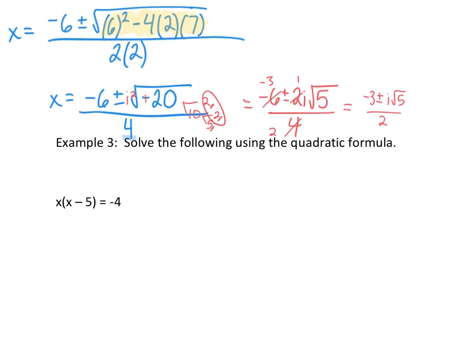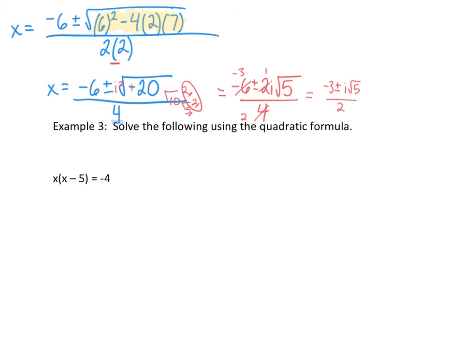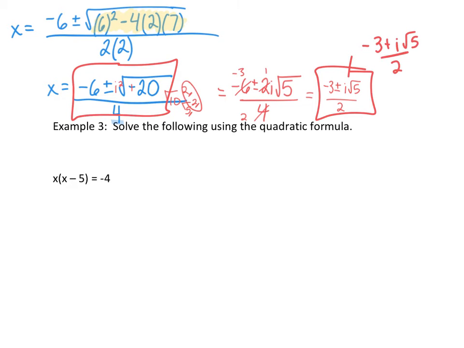Okay, so whether you left it as this original answer or the simplified answer, I still will not accept either of those. The reason for that is that we left the plus minus in there. We didn't break it up. So we have to know that plus minus is actually two answers. So this is going to be negative 3 plus i square root of 5 over 2. That's what x is going to equal. And x is also going to equal negative 3 minus i square root of 5 over 2.